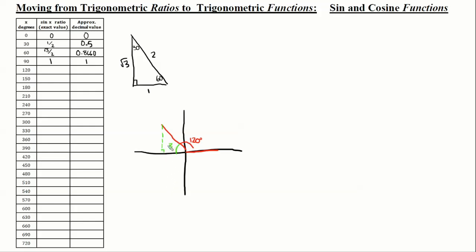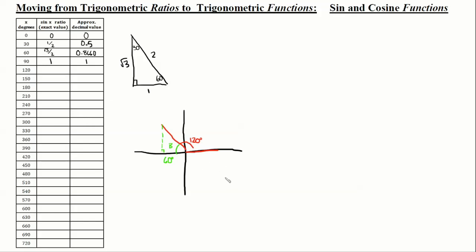In order to find that value, I look at 180 degrees as my total angle. So I do 180 minus 120 to get me a related acute angle of 60 degrees. Okay. I can now use my special triangle to give me the value of sine x.